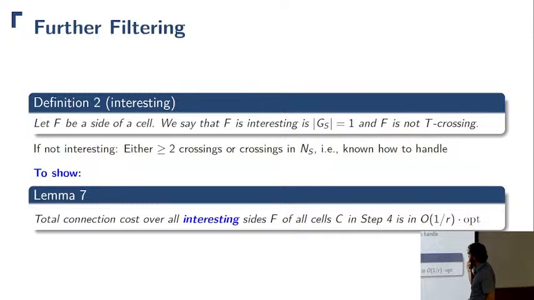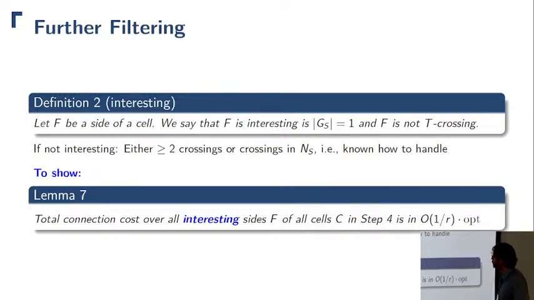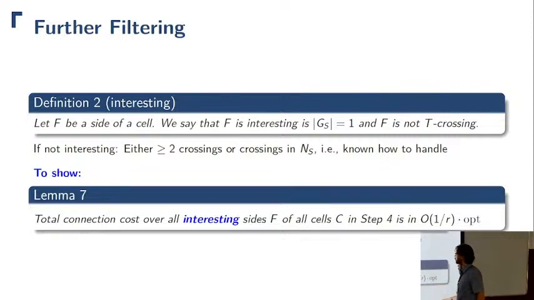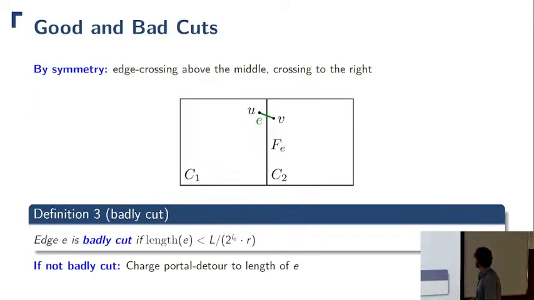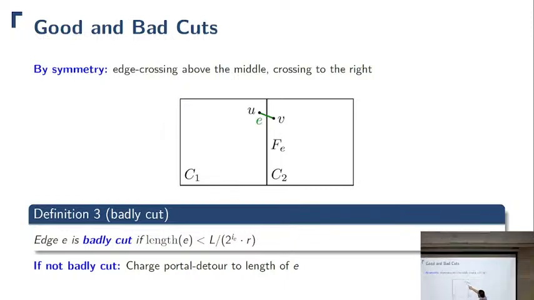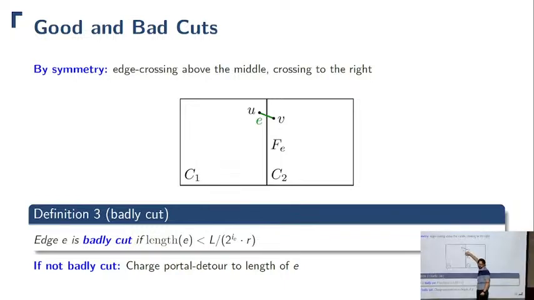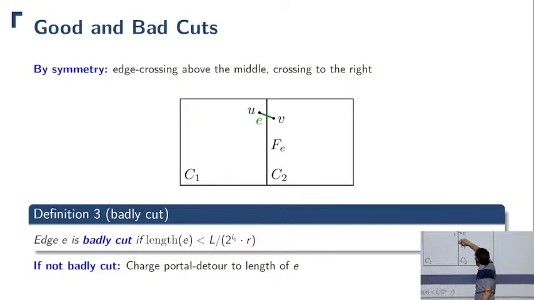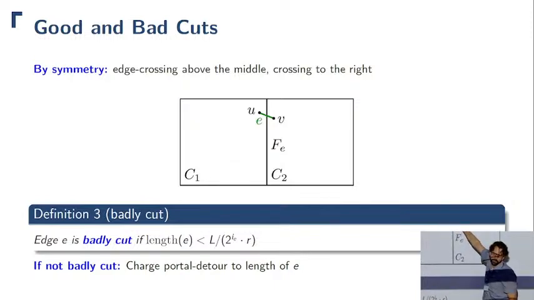We have the definition of interesting crossings. So we have one crossing, it's not a T crossing, we want to show that we are good. We have now several things. So the thing is, the single crossing, we can charge against things. We can charge the single crossing against the length of an edge. And if it's very long, then we can just take the length of this edge E in order to pay for a detour, and then we are good. But if it's very short, then we are in a difficult case.